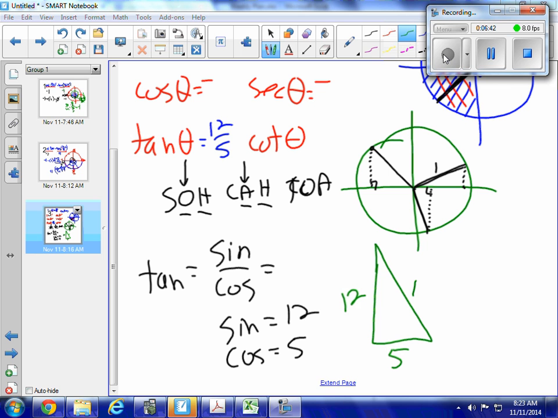Now, sine is opposite over hypotenuse. It is a ratio of two sides of a right triangle. It is a ratio of the side opposite our angle to the hypotenuse. What is the maximum value that sine can possibly have? Hannah?